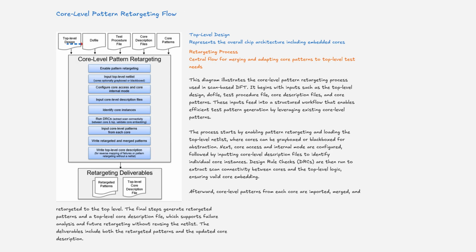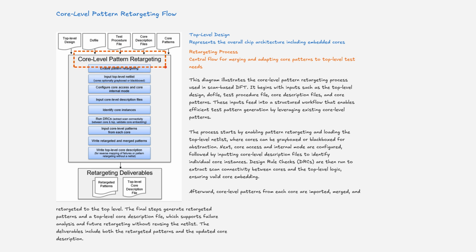This diagram illustrates the core-level pattern retargeting process used in scan-based DFT. It begins with inputs such as the top-level design, do file, test procedure file, core description files, and core patterns. These inputs feed into a structured workflow that enables efficient test pattern generation by leveraging existing core-level patterns.